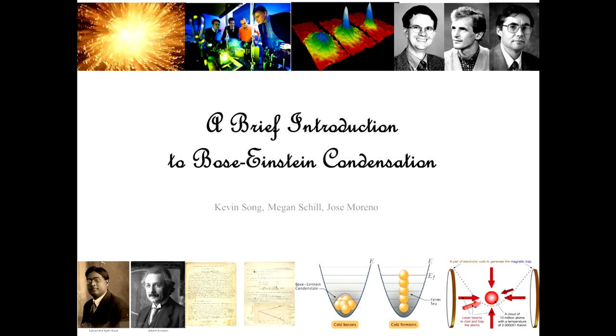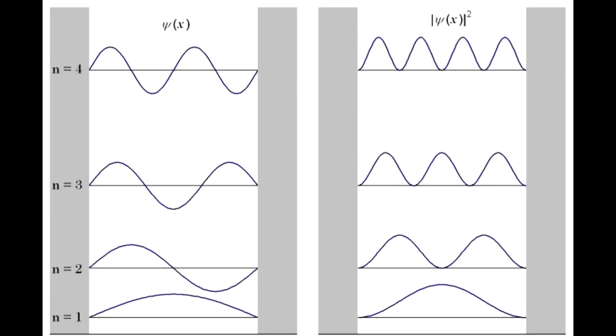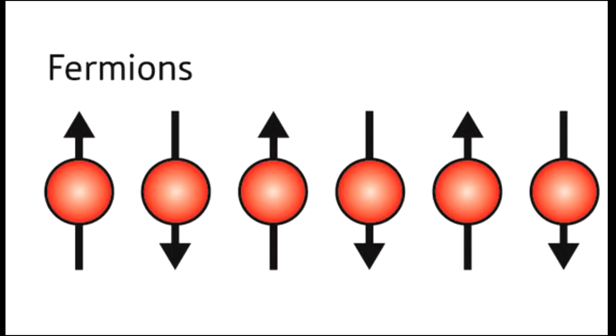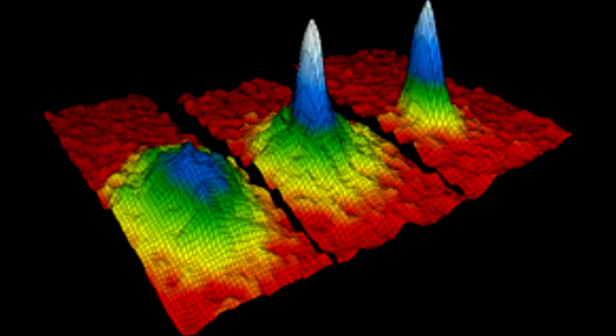Hello! Today we're going to be talking about the Bose-Einstein condensate. Now for those of you who really know what you're doing already, here's the short version. Once upon a time, wave functions, if antisymmetric under exchange, then fermions, and when very cold, Pauli exclusion principle. However, if symmetric, then bosons and Bose-Einstein condensate, the end.